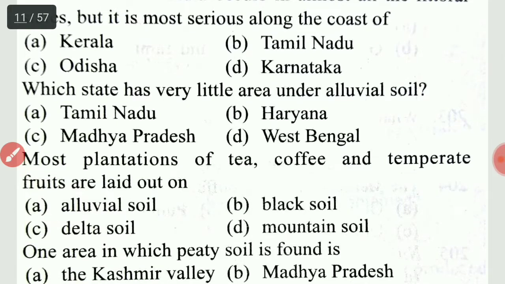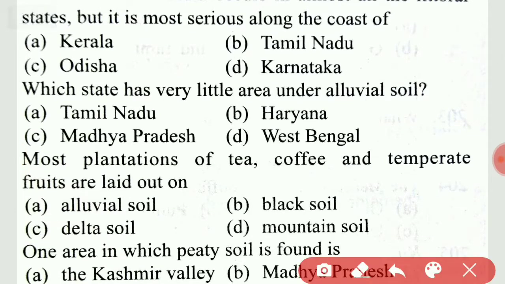Next, which state has very little area under alluvial soil? Right option is option C, Madhya Pradesh. That has very little area under alluvial soil.